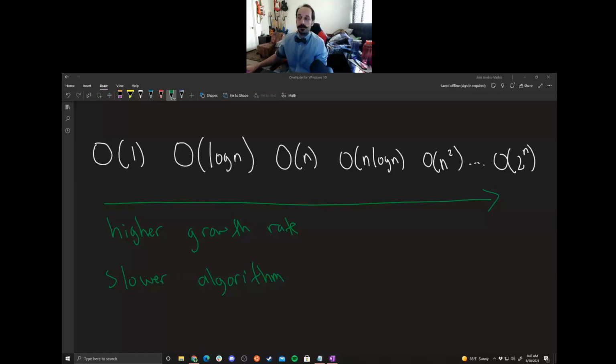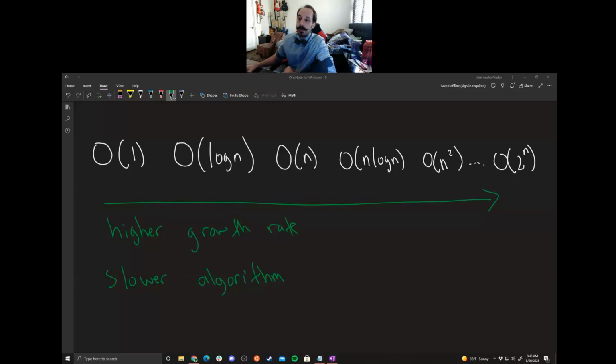Yes, because lower growth rate means that it took fewer steps to, let me see, it took fewer number of steps to finish the problem. Let's see something here for the Q&A session.